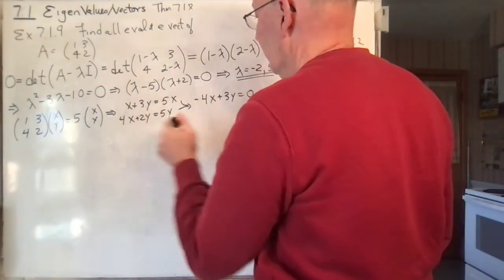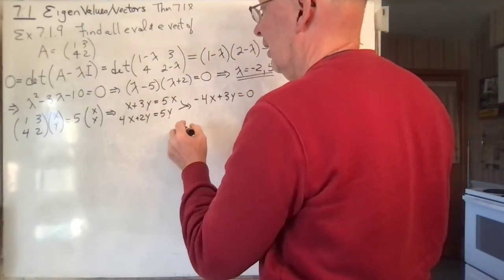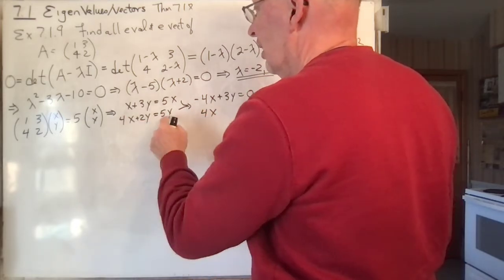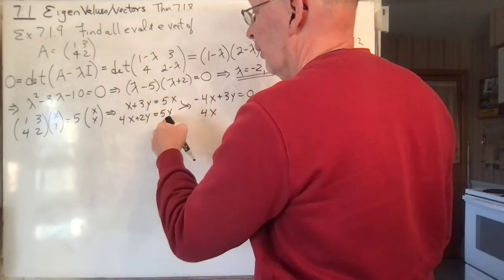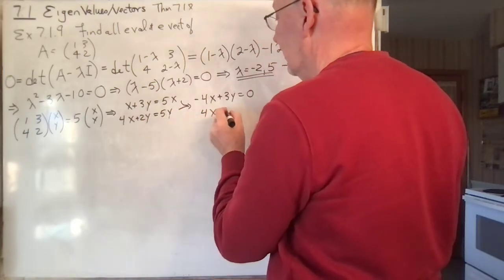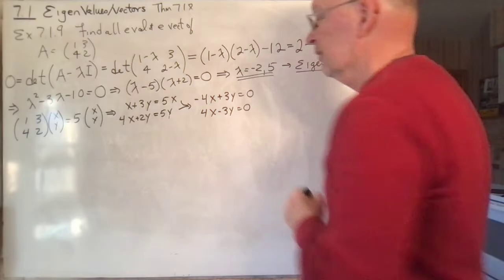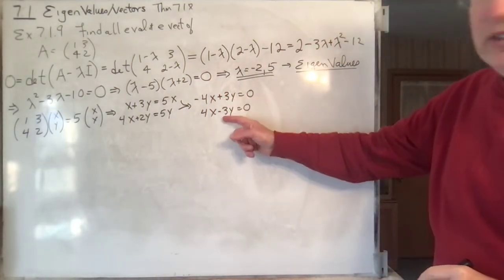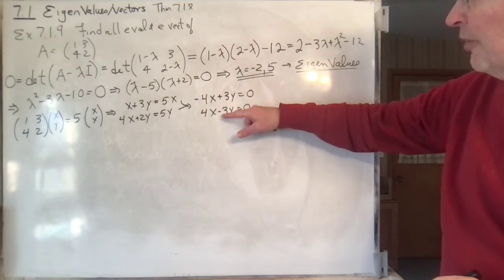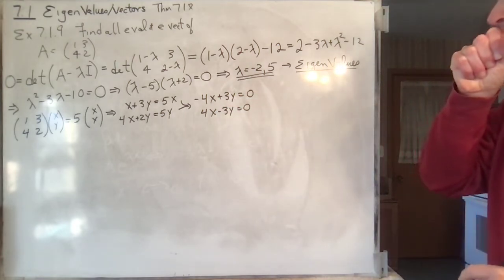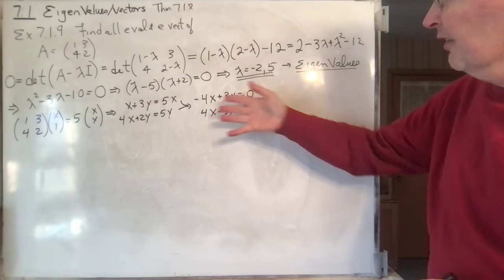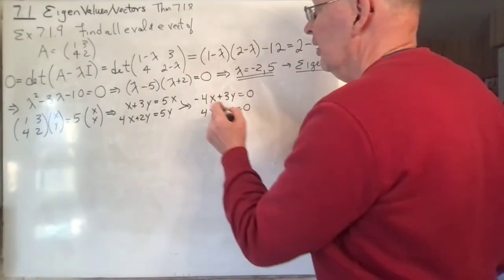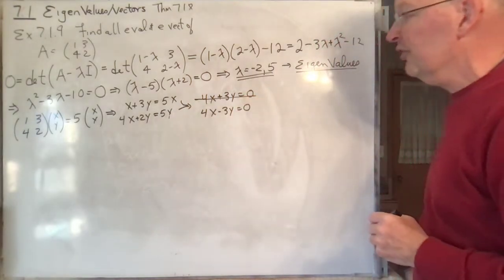And if you move this over, you're going to get 4x, bring this over, it's going to be negative 3y, right? Subtract that, you get 4x minus 3y is equal to 0. Notice that one of these two equations is just a multiple of the other. So they're redundant. They're both giving us exactly the same information. So I can just get rid of one of them and use the other one.